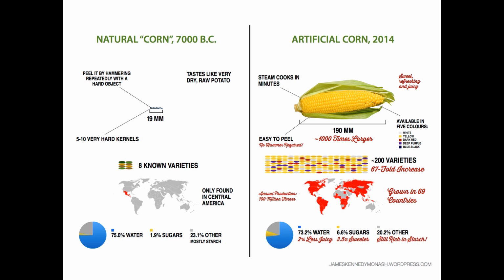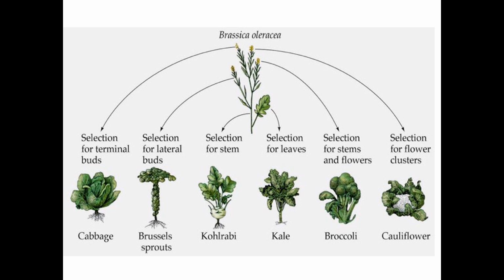Other examples include things like the brassica family, which produces cabbage, Brussels sprouts, kohlrabi, kale, broccoli, and cauliflower. Each of these vegetables was selected based off the desire of individuals to eat particular parts, be that terminal buds, lateral buds, stem, leaves, stems and flowers, or flowers themselves.